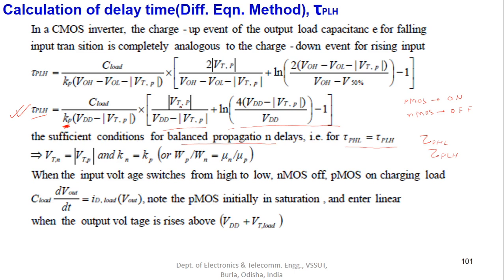the value of tau PLH. If you compare these two equations, you will find that when VTN is equal to mod of VTP and when Kn becomes equal to Kp, under these two conditions the value of tau PHL and tau PLH will be equal. Okay, that is, the rise and fall delay times for the output signal are the same, and we call this a balanced propagation delay circuit. That is, the propagation delays are balanced. The high to low delay is the same as the low to high delay.